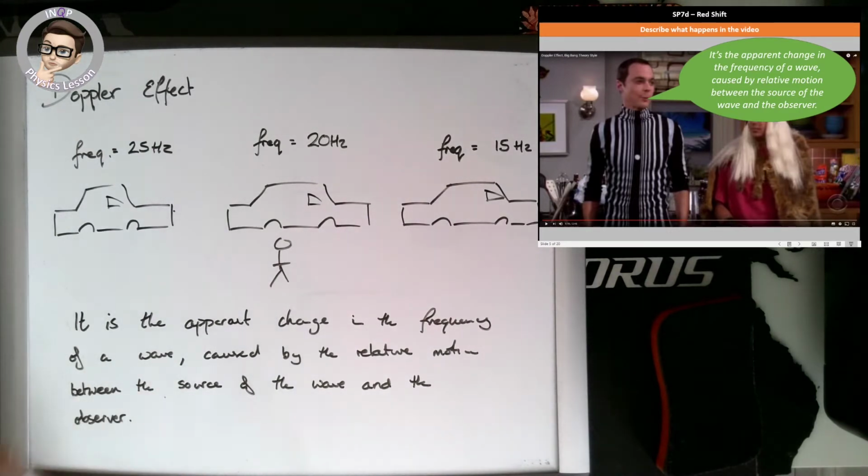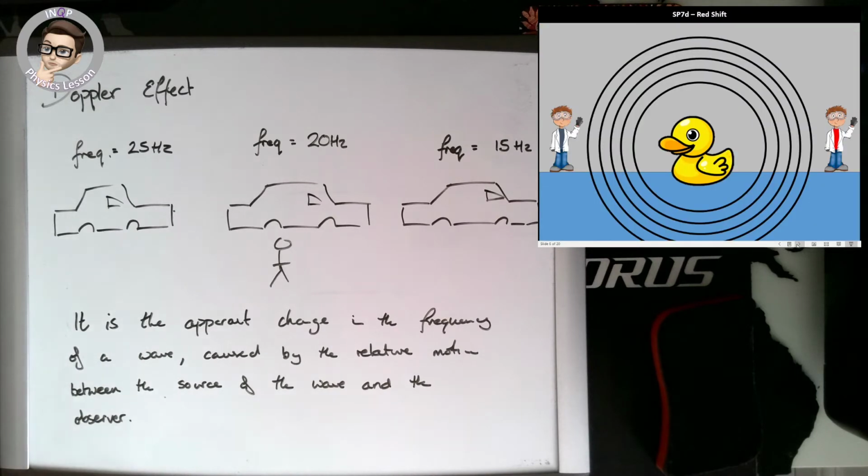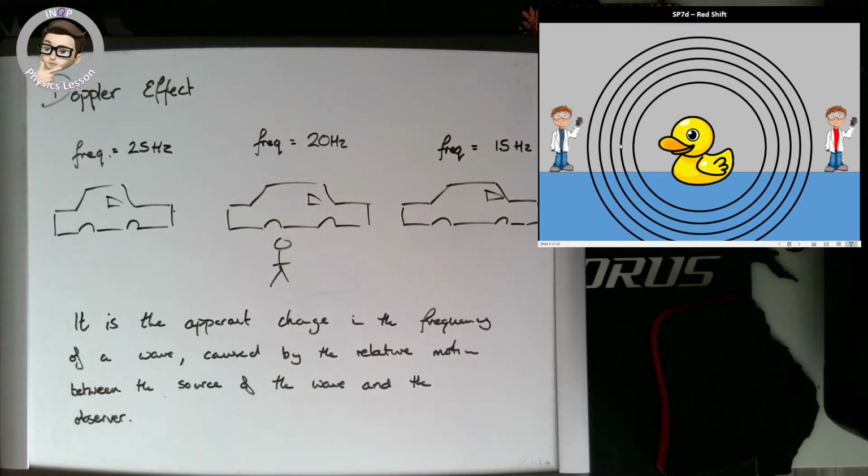Well, let's look at that in more depth, and we're going to use my little friend here, a rubber duck. So here's the rubber duck between two scientists. We've got the scientist who's wearing a grey t-shirt and we've got the scientist who's wearing a red t-shirt. And this duck is going to quack. Now if the duck is stationary, then the sound waves from that quack are going to move at exactly the same rate to the left, to the right, to the top and to the bottom.